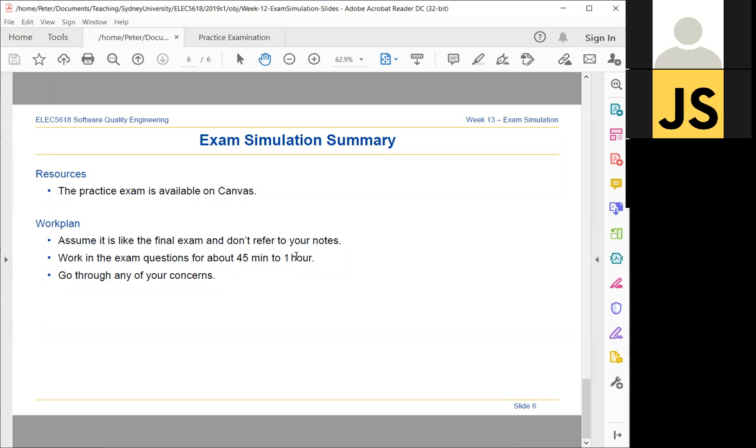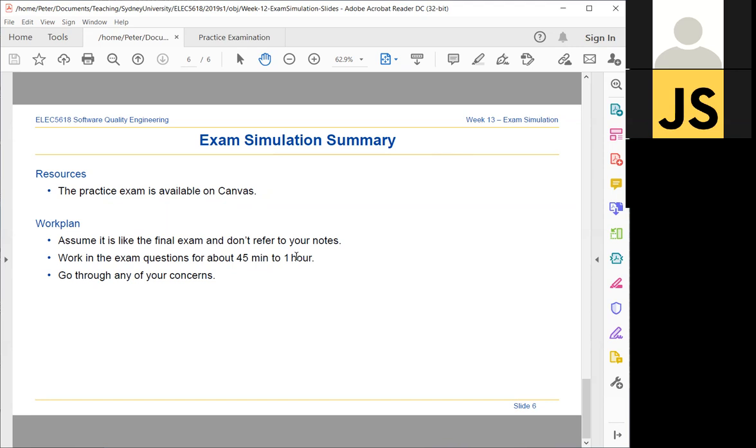Work on the exam questions we have from the practice exam document for about 4 to 5 minutes to 1 hour, considering the amount of time that we have set aside for the exams. That way you're sure you can actually finish the exam before the allocated time. And then please, when you're looking at all the questions, take your time, go through any of your concerns, discuss with your colleagues. If you require any additional support from the teaching team, please feel free to send us an email, and then we'll be very happy to assist as well.